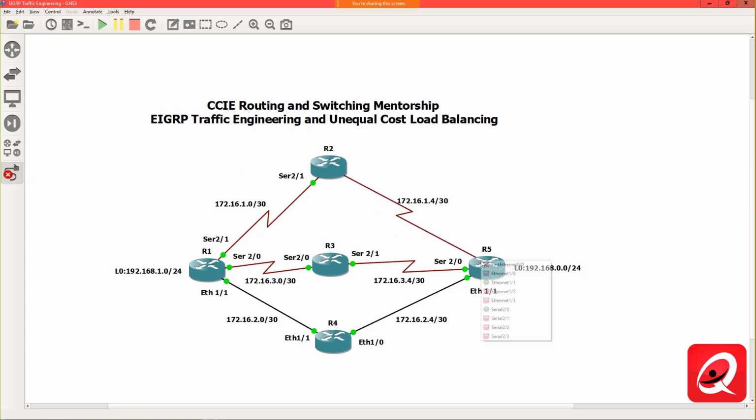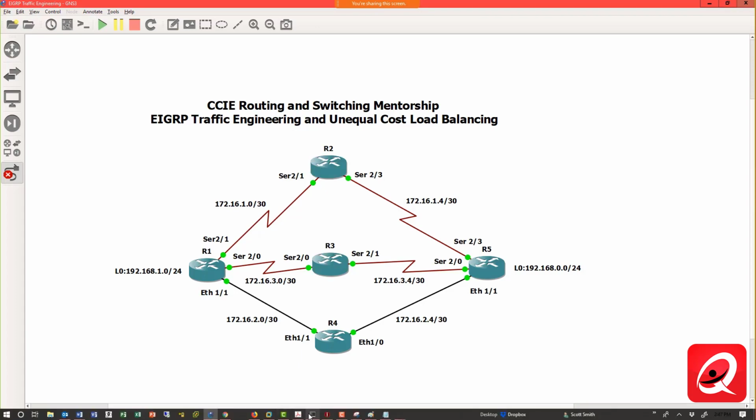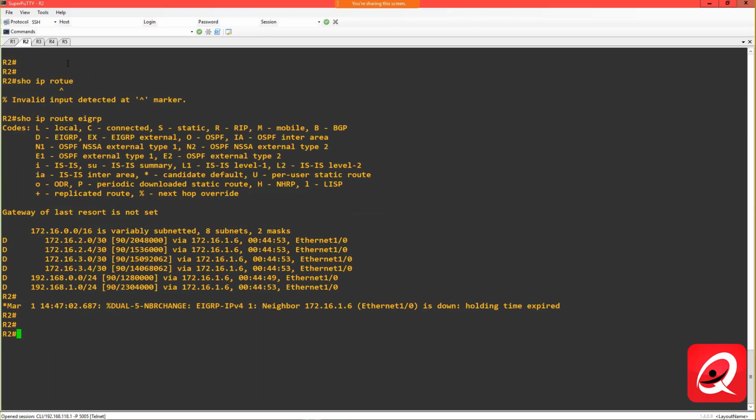Let's go with serial 2.3 on both sides. And this will be serial 2.3. And this will be serial 2.3. Now in this case though, I don't want to make this path look the same as the path through the middle here. We can initially, but we'll change it a little bit later on. So let's go back to router 2 real quick.